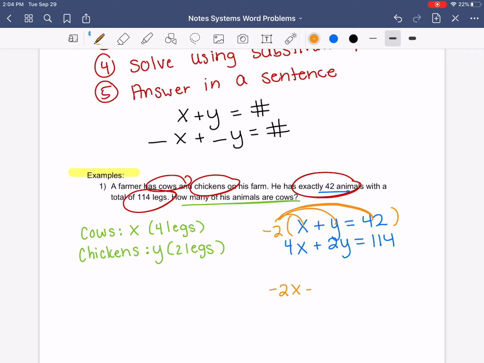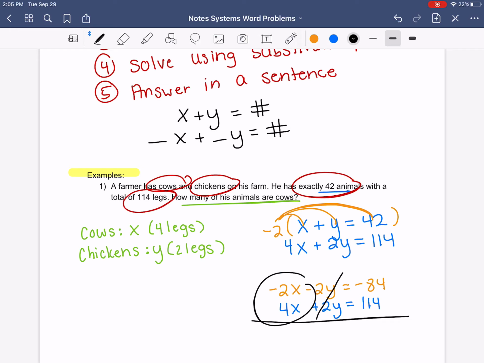So -2x minus 2y equals -84. The bottom equation is just going to stay the same: 4x plus 2y equals positive 114. So when I add those equations together, my y's cancel, they eliminate, because I multiplied by something that would make it eliminate. And then I have -2x plus 4x is 2x. -84 plus 114 is what? 30, right? Hopefully I'm adding right. Then I'm going to divide both sides by 2, and I get that x is equal to 15.